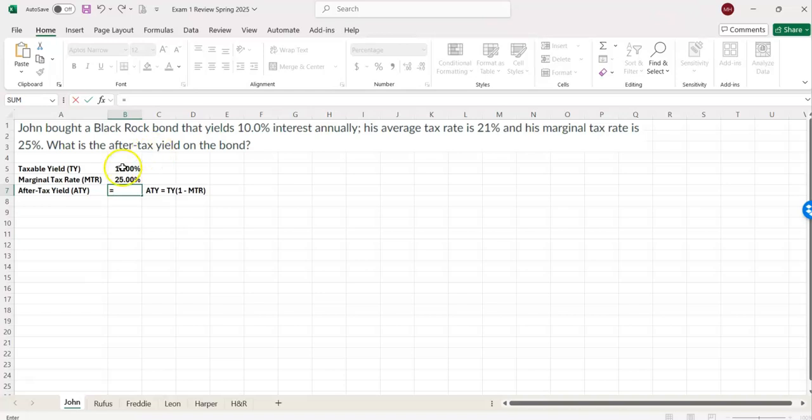So the 10%. And I've formatted these. I'll talk about formatting a little bit later. So I need the star to multiply, and then 1 minus my marginal tax rate. And I get an after-tax yield of 7.5%. You can see that when the marginal tax rate is 25%, the after-tax yield is 75% of the taxable yield. If the marginal tax rate was 35%, it would be 65% of the taxable yield, or 6.5%.